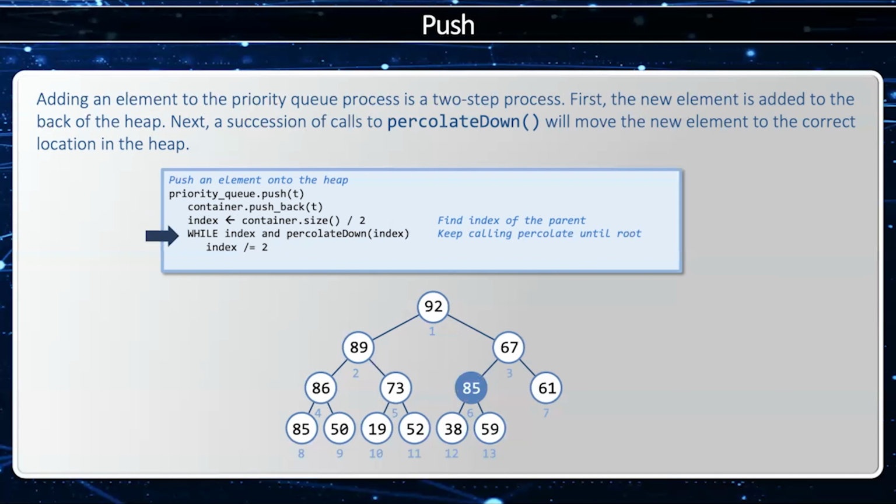Then we're going to call percolate down on its parent. So we'll take our index divided by 2, which would be 3, and now we're going to realize that 85 is greater than 67 or 61, so we're going to swap with it. And then we're going to call percolate down on its parent, which is 92. Now, since 92 is greater than 85, we're finished. And now our heap is in its proper location.